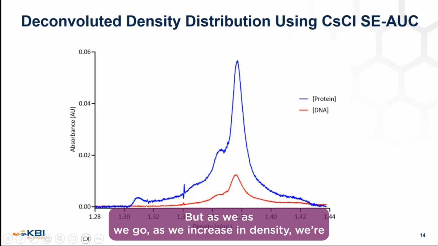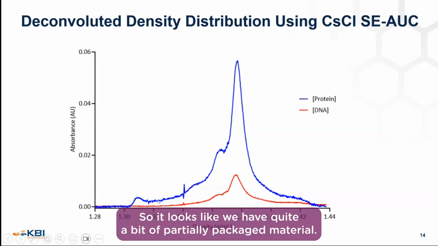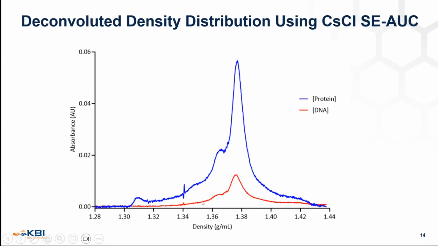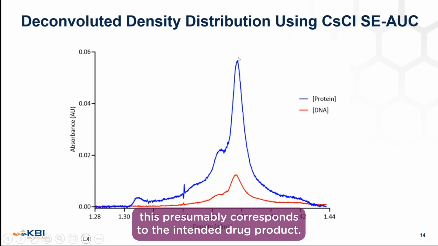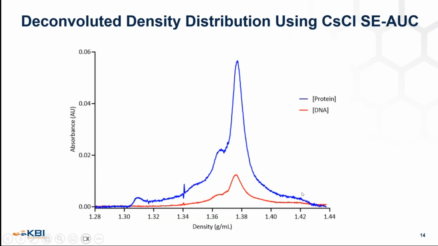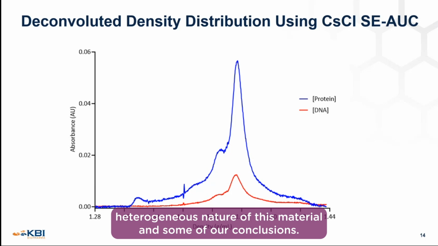But as we increase in density, we're seeing a lot of DNA material, right? That's just creeping up here. So it looks like we have quite a bit of partially packaged material. So this is more like a continuous distribution, looks to me, of the partially packaged material. Now, as we get to this main peak here, this presumably corresponds to the intended drug product. And as we continue up in density here, we're seeing the overpackaged material. So this confirms the heterogeneous nature of this material and some of our conclusions.